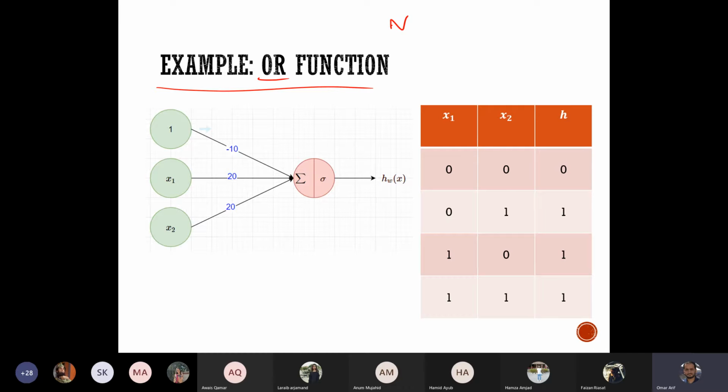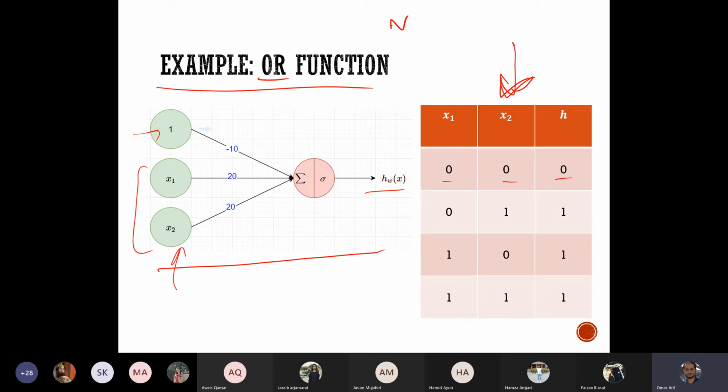Okay, so this is the basic neuron, and these are my inputs. One is the bias term. Then since the OR function only takes two inputs, there are x1 and x2, and then it's going to produce some output. And this is the ground truth, that if 0 0 is given, it should output 0, and in all other cases it should output 1. This is the definition of our OR function.